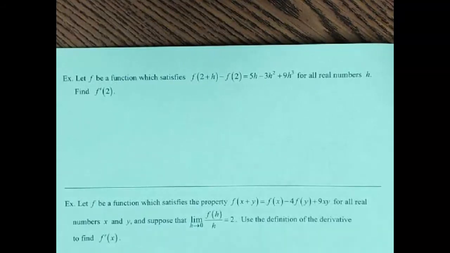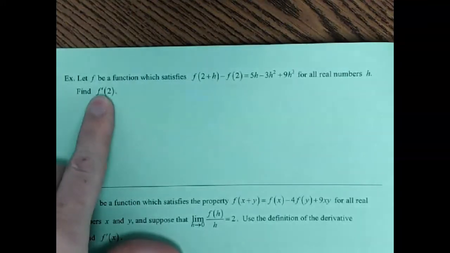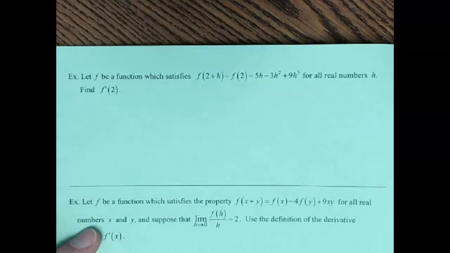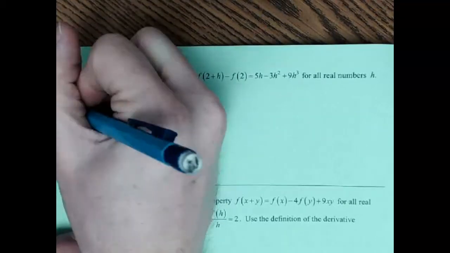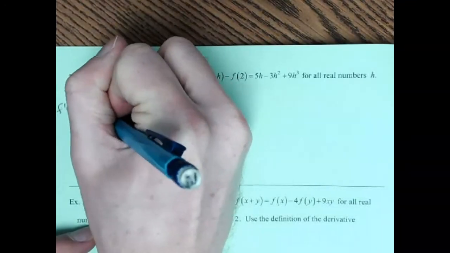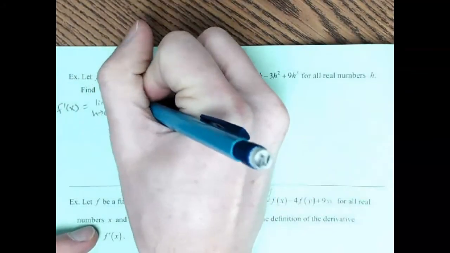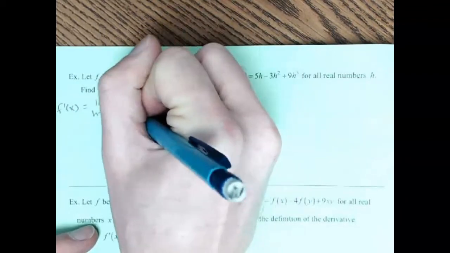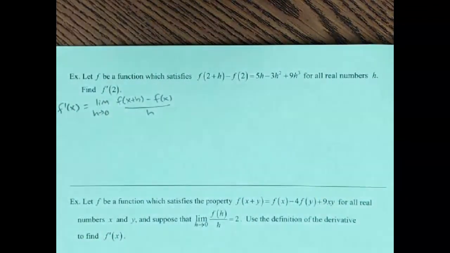Well, let's connect it back to some stuff that we should know. It says find the derivative of f at 2. So let's go back to the very fundamental basics. What is your derivative? Well, your derivative is the limit as h approaches 0 of f of x plus h minus f of x over h, right? That's your difference quotient. That is how you can find the derivative. That's your limit definition.